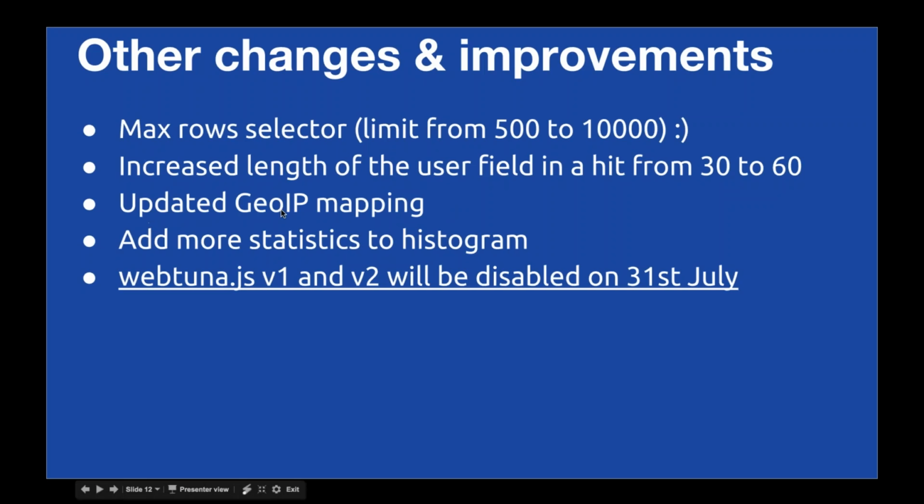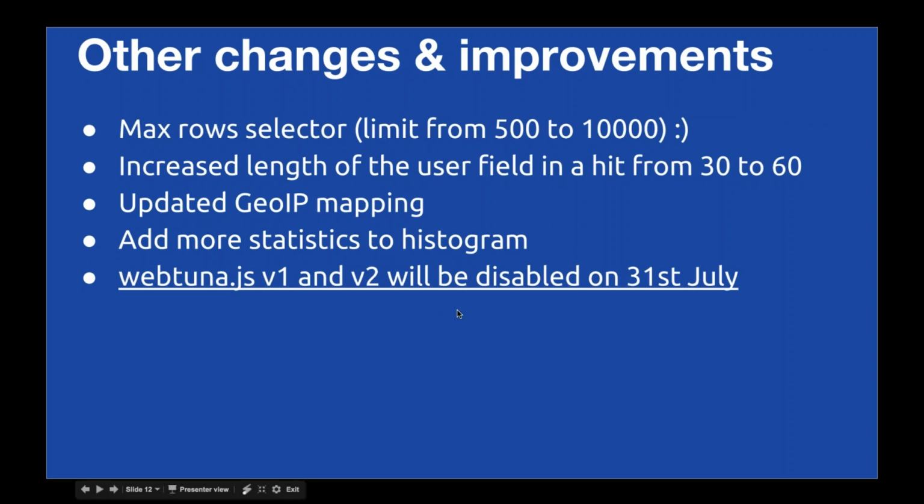We've updated our GeoIP mapping database to the new and improved version of that. So you should see that we're mapping IPs to countries and latitudes and longitudes. That should be more accurate now since we made that change. We've added more statistics. I'll show you this in a second. So around our details screen, we've now got more statistics around the histogram, so medians and percentile figures as well.